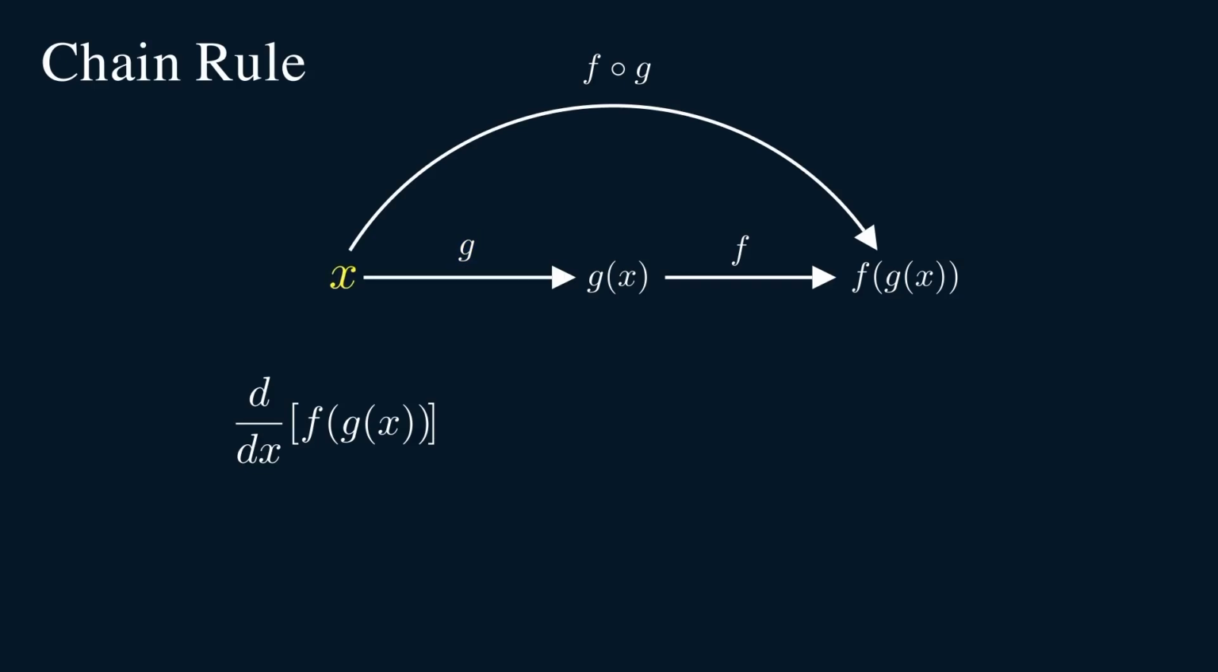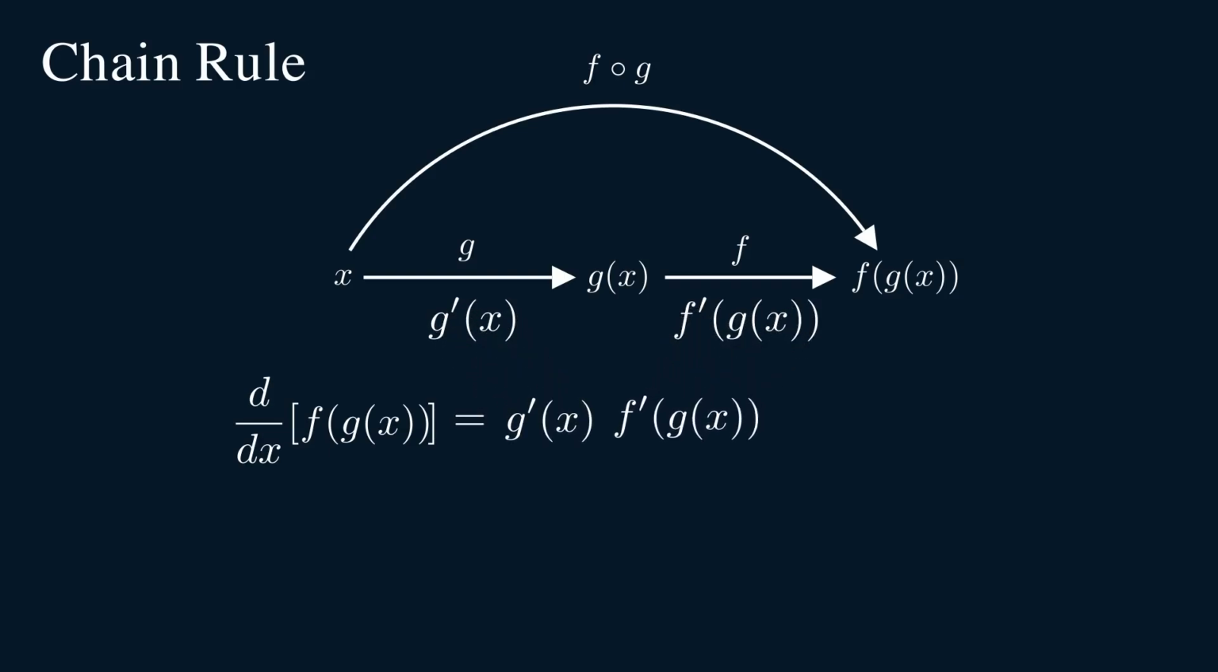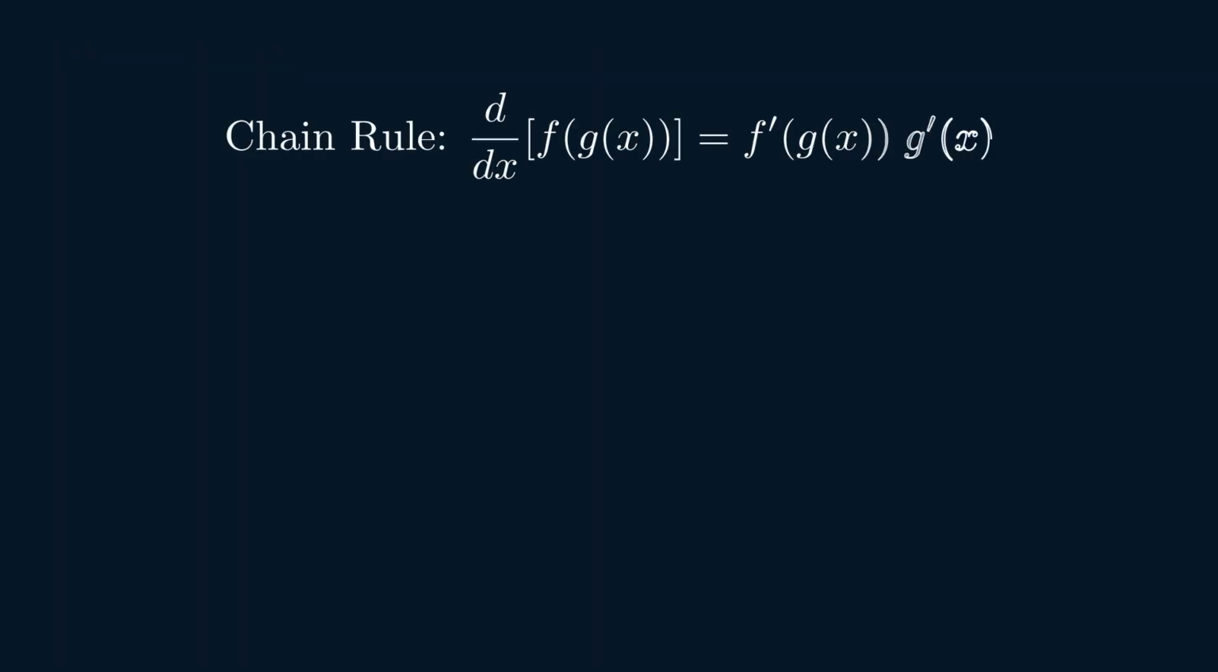The derivative of g at x is g' of x, and the derivative of f at g of x is f' of g of x. So, the derivative of f of g of x is equal to g' of x times f' of g of x, which can also be written as f' of g of x times g' of x. This is the chain rule for the composition of two functions.